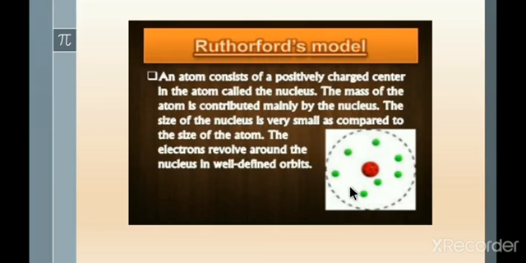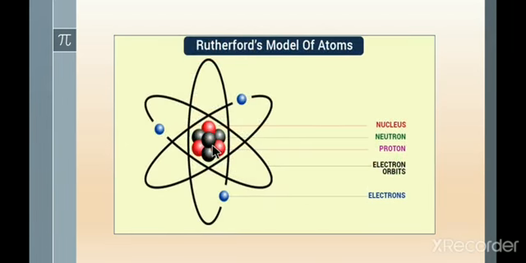So students, here we have achieved our third learning outcome, that is, now you are able to state the postulates of Rutherford's model of an atom, and the fifth learning outcome, that is, now you can draw a well-labeled diagram showing Rutherford's gold foil alpha particle scattering experiment.